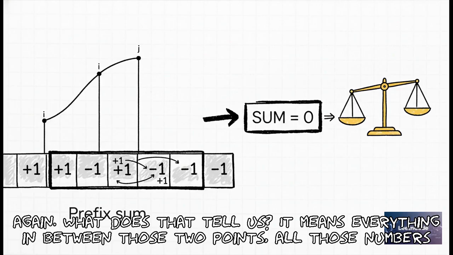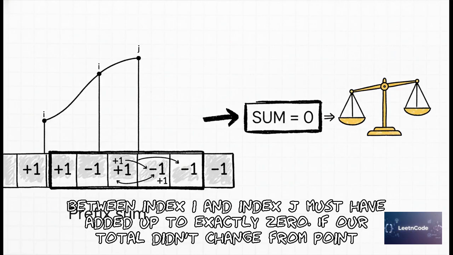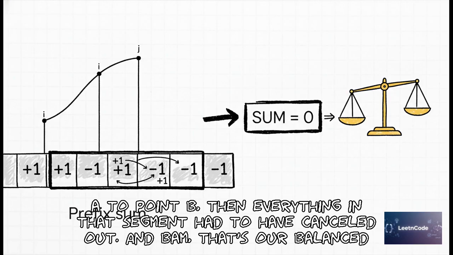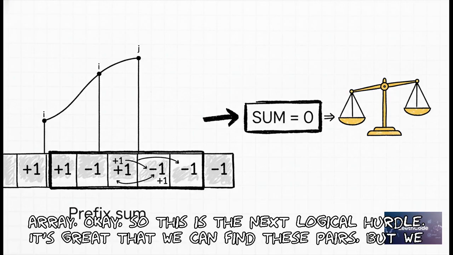It means everything in between those 2 points, all those numbers between index I and index J, must have added up to exactly 0. If our total didn't change from point A to point B, then everything in that segment had to have canceled out. And bam! That's our balanced array.